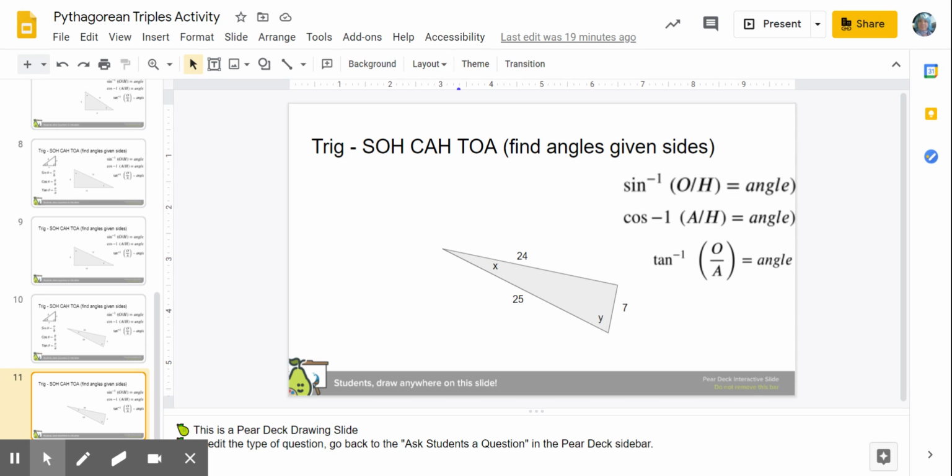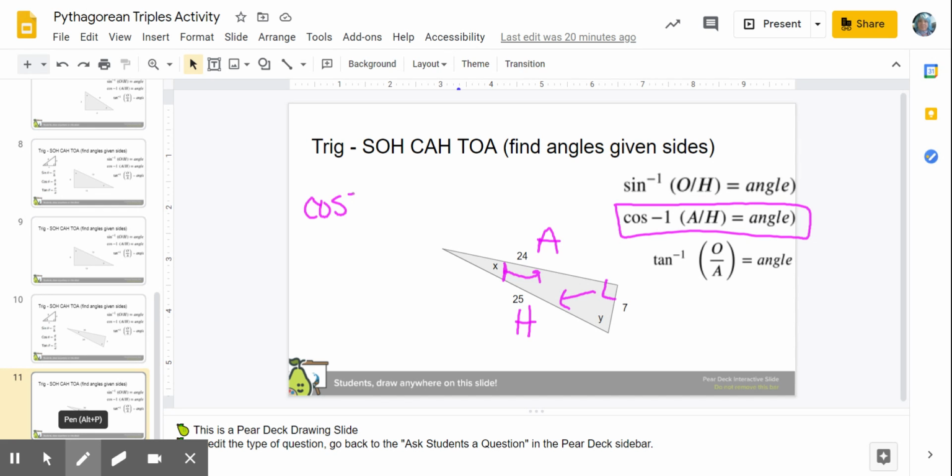Do we want to try another function just to make sure we've got it right? Let's try either sine or cosine. Which one do you want to do? Okay, let's do cosine. And let's switch to X to see what that gives us. So I want the adjacent of X. Which side is adjacent to X? The 24. And which side is the hypotenuse? 25. That one never changes, which is always convenient.